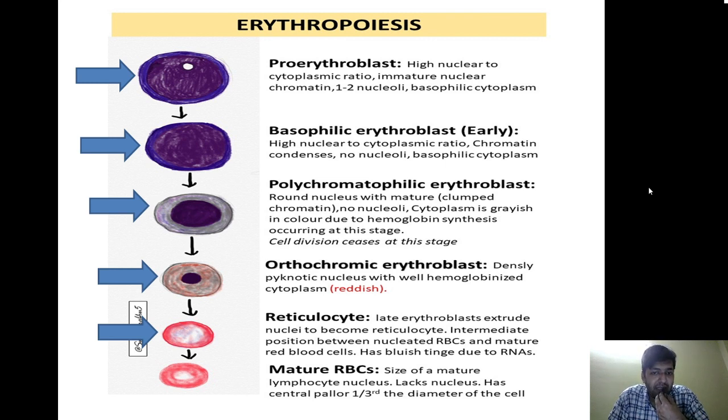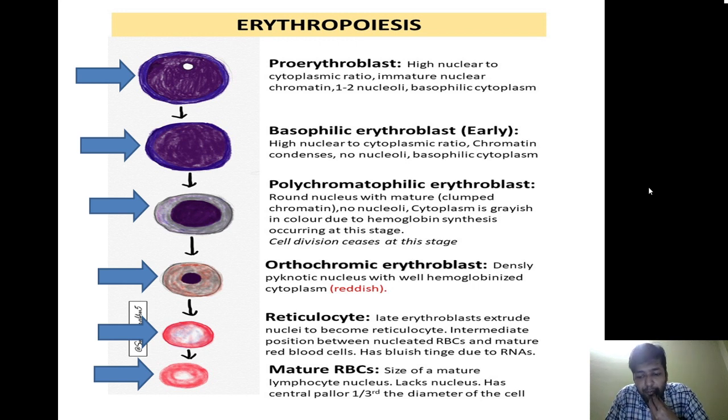Just remember one thing, that these are just precursors of the mature RBCs. They remain in circulation for 1 to 2 days, and they have a characteristic bluish tinge in the cytoplasm because of the presence of some RNA, and they are going to lose this RNA, and in 1 or 2 days they are going to mature to give rise to a mature RBC which lacks any kind of nucleus. The size of the RBC is similar to the nucleus of a small lymphocyte, and the central one-third pallor is there in the mature RBC. Now this is not enough.